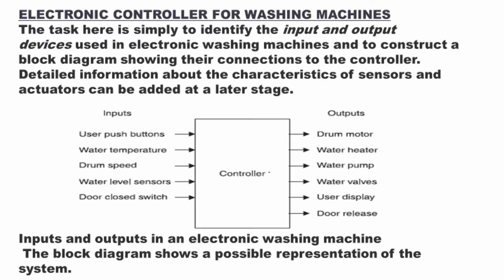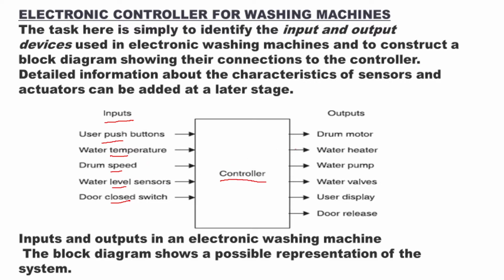Then we have something called the electronic controller for a washing machine. As a simple electronic controller, you can use a microcontroller. Here is your microcontroller. With this microcontroller, you will have certain inputs. The inputs are user push buttons, water temperature, drum speed, water level sensor, and door close switch. All these are your inputs to the controller.